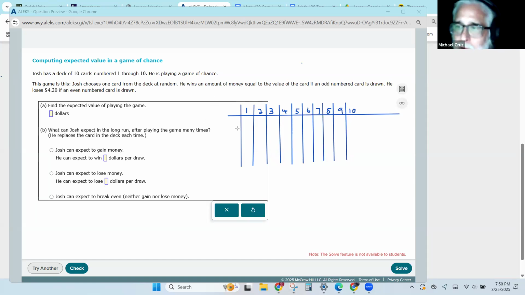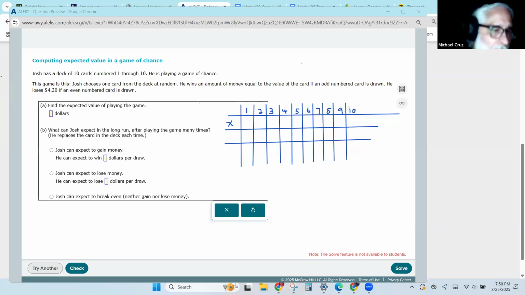So now what I'm going to put on this row, I'm going to call it X, and this is what we call the outcome. In other words, it's called X because it changes depending on which one of these 10 numbers it falls on. And then this is the probability of each one of those.